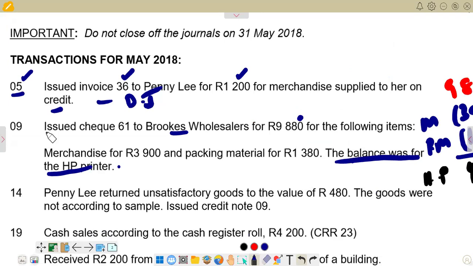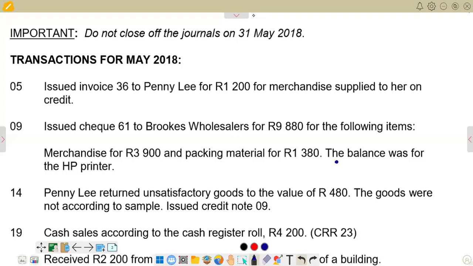Right, we are now on 14 May. So we are on a transaction that transpired on the 14th. It reads: Pendley returned unsatisfactory goods to the value of 480 rand. Goods were not according to sample, issued credit note 09.